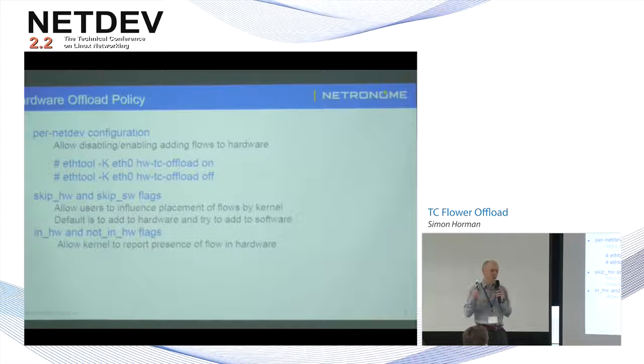So to allow this policy to be selected by the user and reflected into hardware, we have two flags, skip hardware and skip software. In the case of skip hardware, it just means don't add it to hardware, only add it to software. And if you can't add it to software, it's an error. And unsurprisingly, skip software is the opposite. It means don't add it to software, only add it to hardware. And if you can't do that, it's an error.